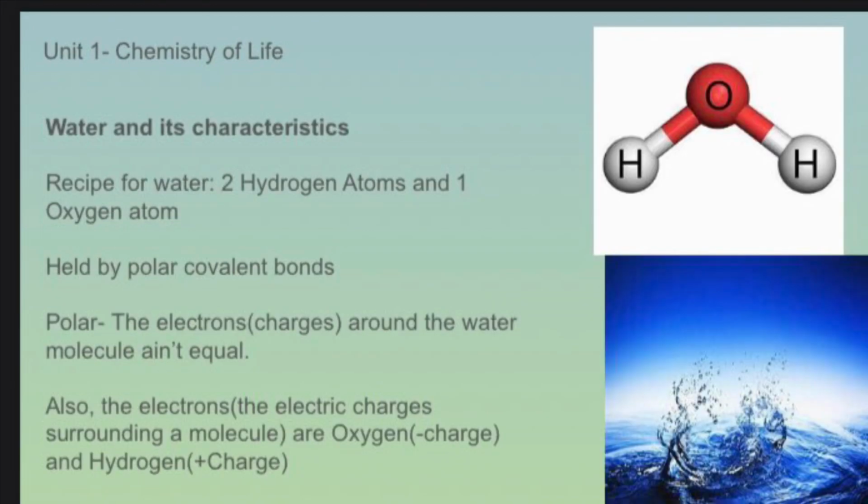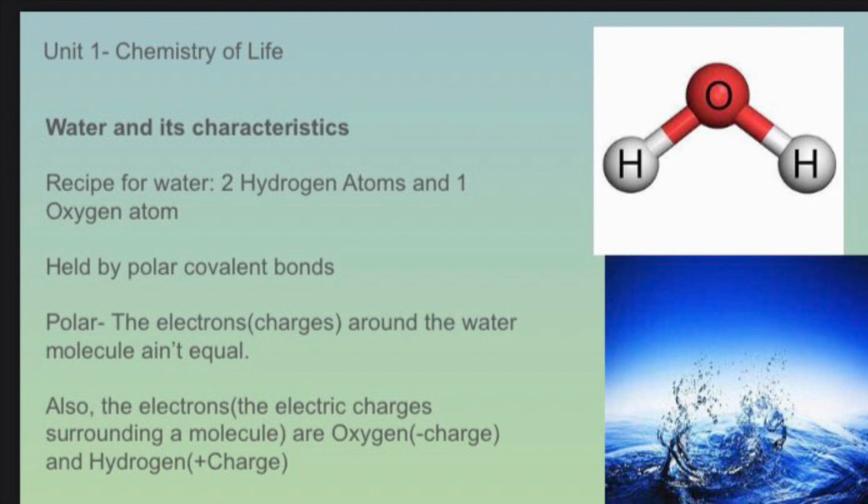So let's talk about water and its characteristics. First of all, the recipe for water is pretty simple. It's 2 hydrogen atoms and 1 oxygen atom. Pretty simple. And the atoms are held by polar covalent bonds. Now, what are those? Well, a polar just means electrons or charges around the molecule that ain't equal.